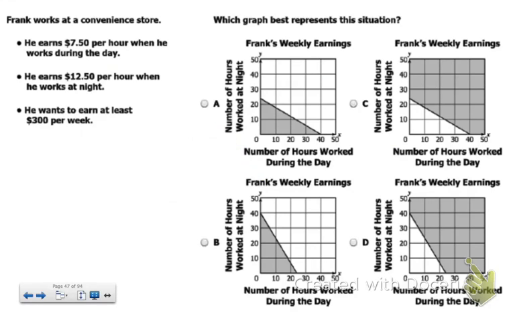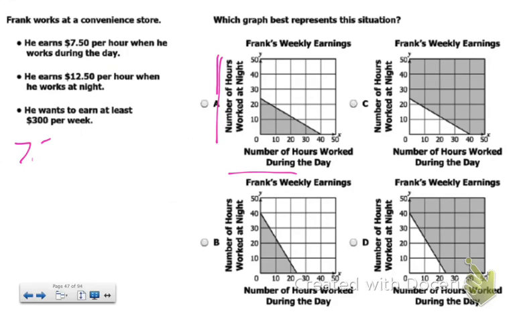Okay, this one you are graphing an inequality, but you have to actually set up the inequality first. So Frank works at a convenience store. He earns $7.50 per hour when he works during the day, $12.50 per hour when he works at night, and wants to earn at least $300 per week. So notice that during the day is on the x-axis, and at night is on the y-axis.